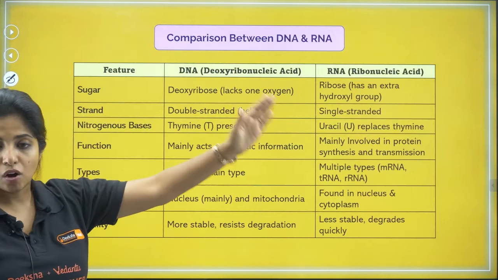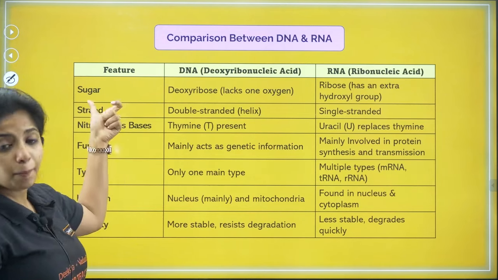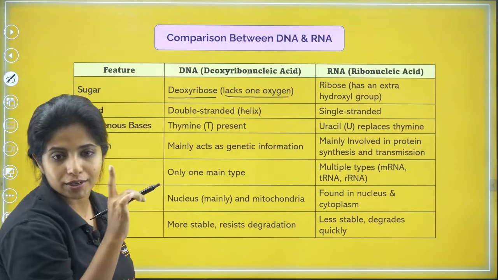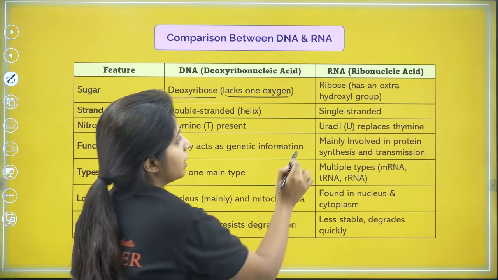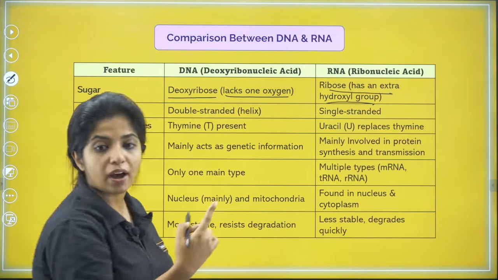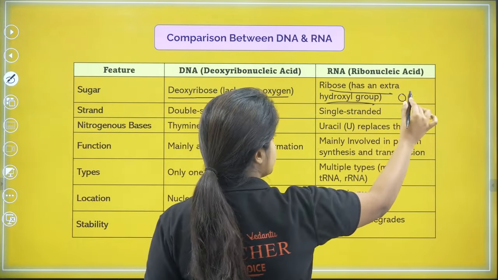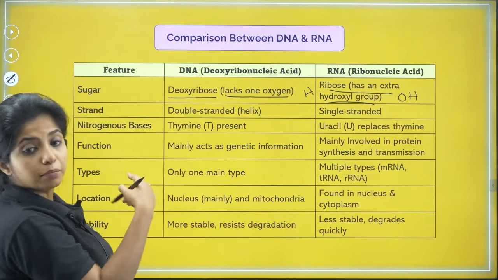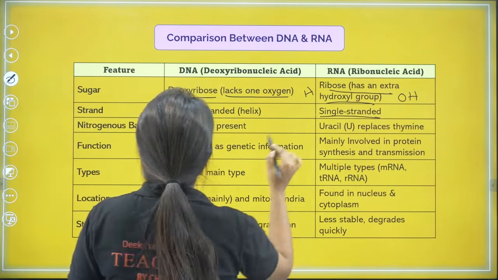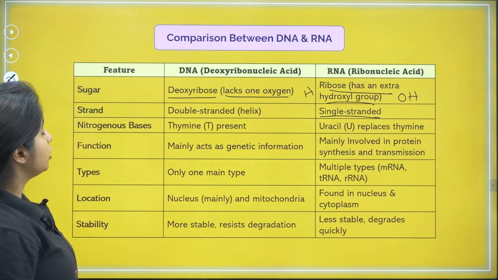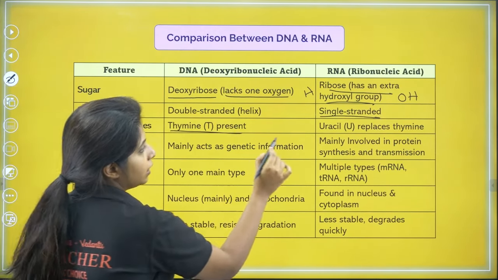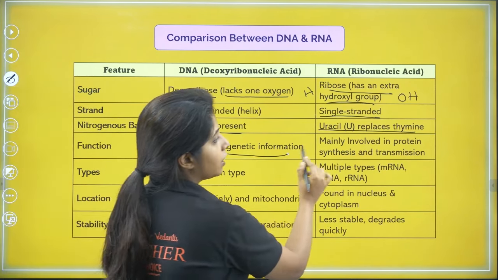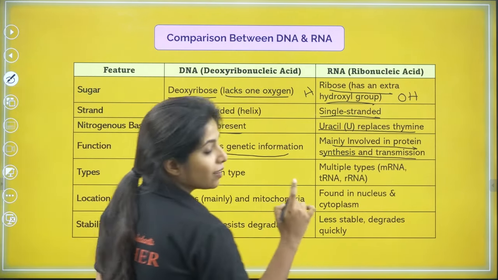Now we will have a one-on-one comparison. The pentose sugar here is deoxyribose. It lacks one oxygen at the second carbon position. In ribose, there is an extra hydroxyl group. Hydroxyl means OH group. Here it is just H, here it is OH. DNA is mostly double stranded, while RNA is single stranded. For nitrogenous bases, thymine is present in DNA, and in RNA uracil replaces thymine. DNA mainly acts as genetic material. RNA mainly is involved in protein synthesis and what?